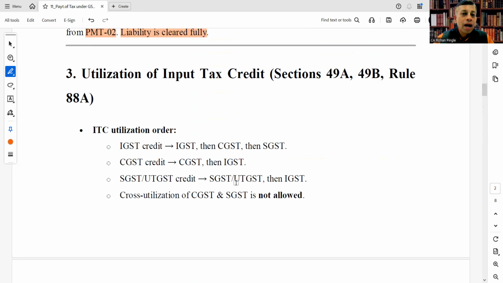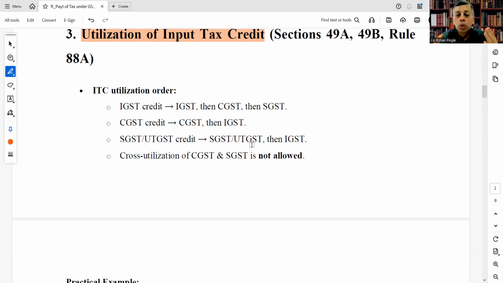Next, third part, utilization of input tax credit. We have seen the payment modes, four payment modes. Then we have seen three electronic ledgers. Now we are going further. Third part, that is utilization of input tax credit. Section 49A, 49B, and Rule 88.